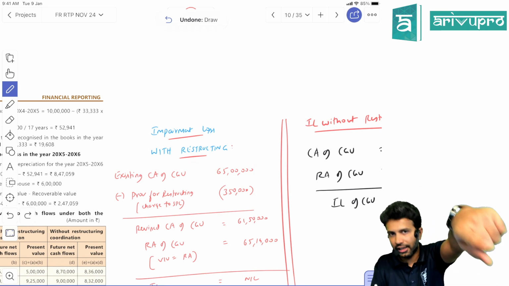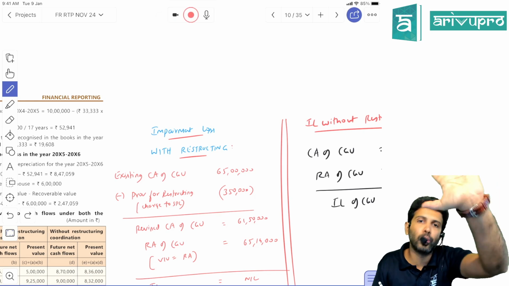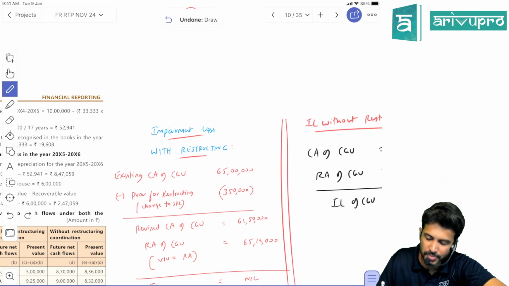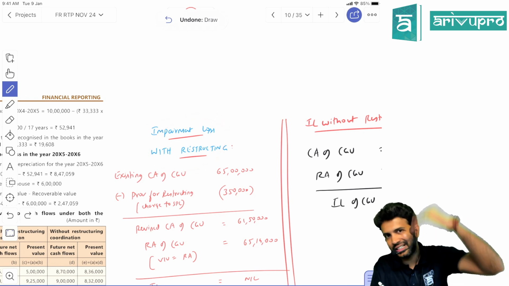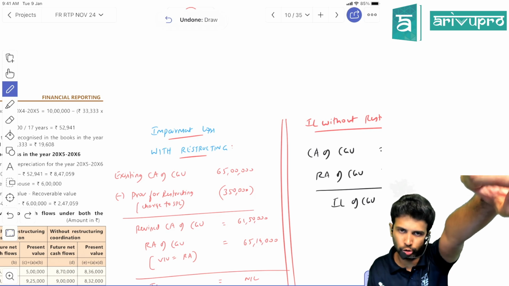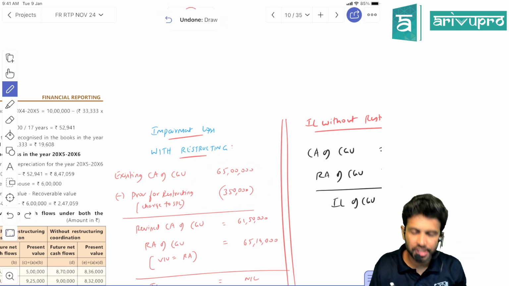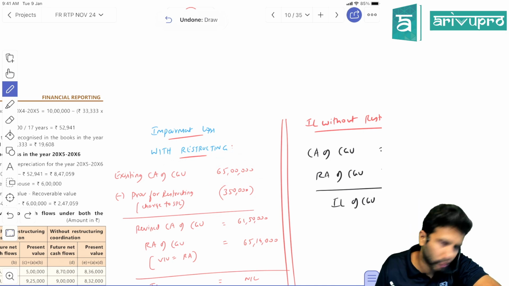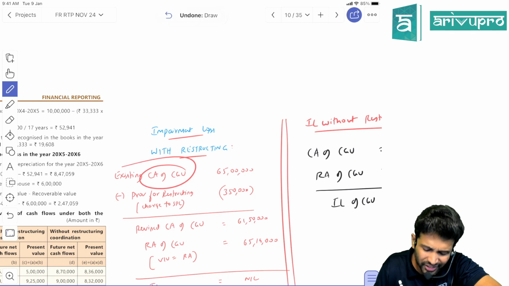Does the 65 lakh include provision? No, they said excluding provision. But should we include this restructuring provision? Yes. In the first case, we are calculating impairment loss by considering restructuring provision also. So should we take this restructuring provision into account? Yes. But does this 65 lakh include it? No. Right? So they have given you this as a net asset.